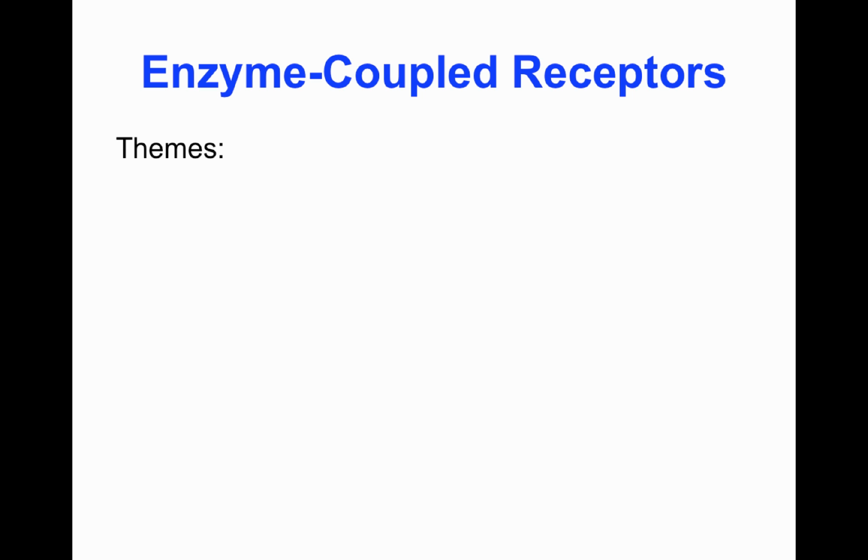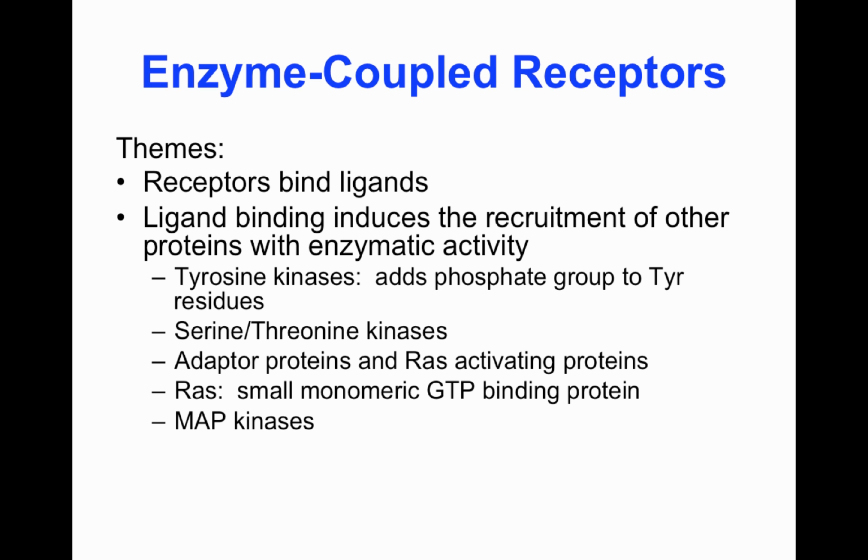Now, let's visit the next couple of molecules, and these are going to be enzyme-coupled receptors. What are the basic themes of these receptors? One is going to be that these receptors are going to bind ligands. They're also going to induce an enzymatic activity. Most of these enzyme-coupled receptors are tyrosine kinases.